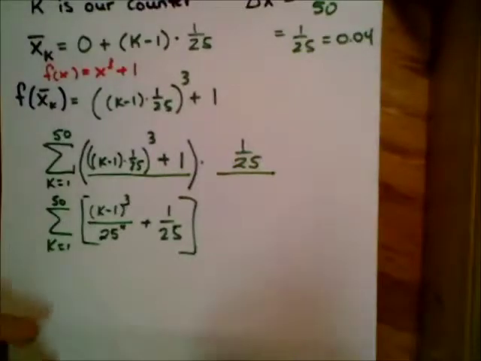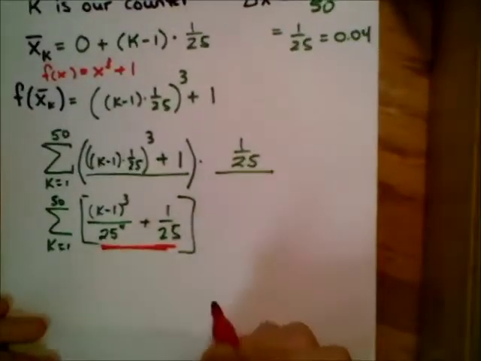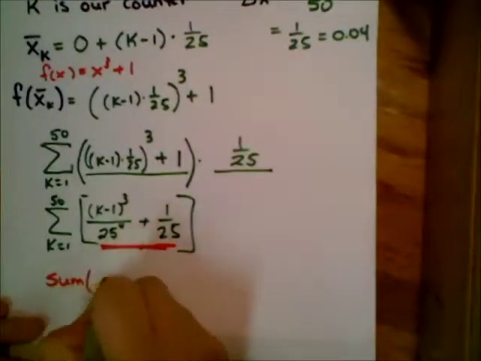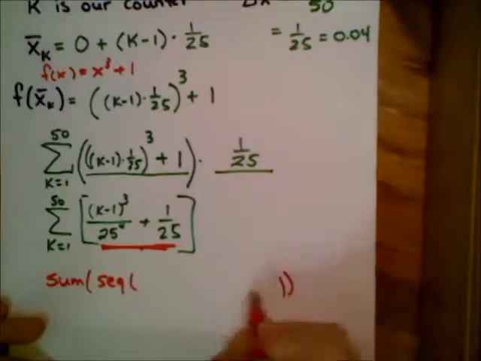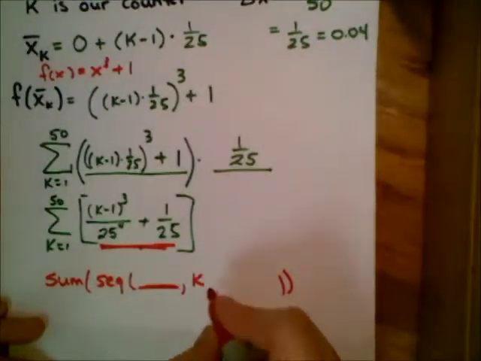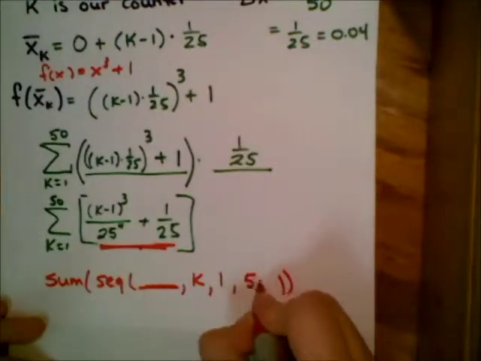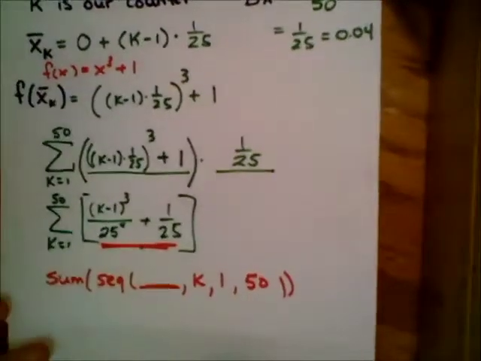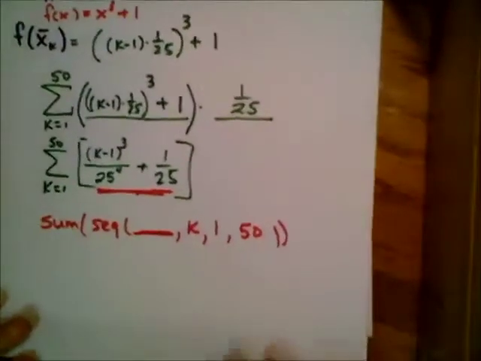So inside this big set of brackets is what we would end up having to type into the calculator when we do sum sequence. That would be the first thing we type in, and then we tell the calculator the index and that we're summing from 1 to 50. If you want to try that, I can let you know what the results should be.